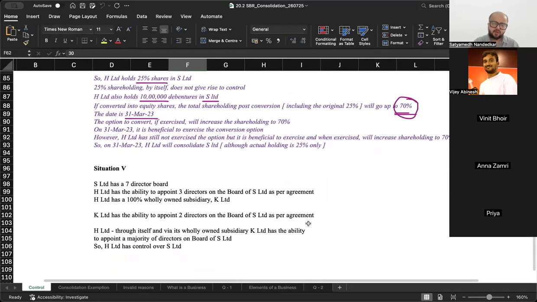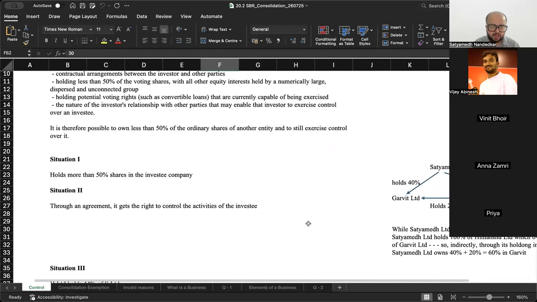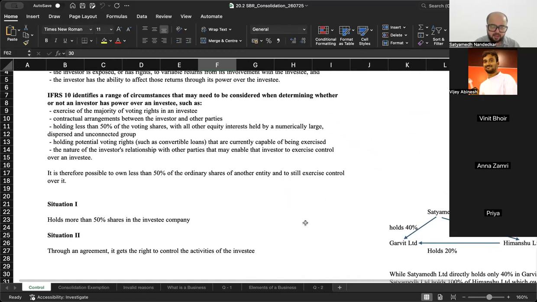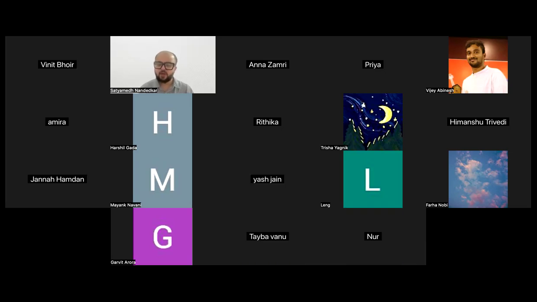Okay, and of course, the last one is that the entity has a contractual arrangement with another entity, the nature of investors' relationship with other parties that may enable that investor to exercise control. Now, there are only two situations in which you get an exemption from the activity of consolidation. Can you tell me what those two situations are?